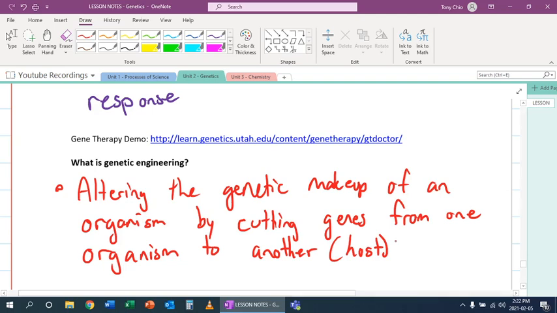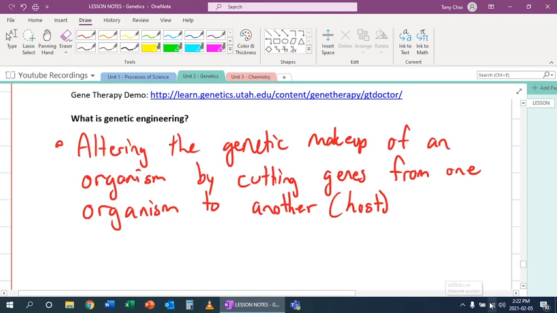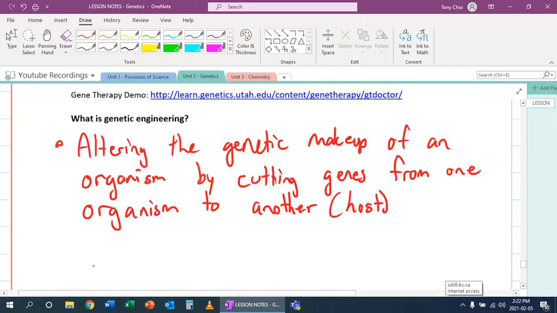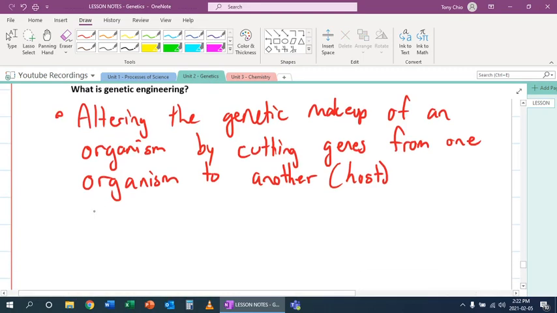So what does that mean? Well, it means that you're going to have an organism that is made up of two types of DNA from two different organisms. So an example would be, for example, firefly glow in plants. So imagine if plants had the firefly gene in it, in which its leaves can glow.